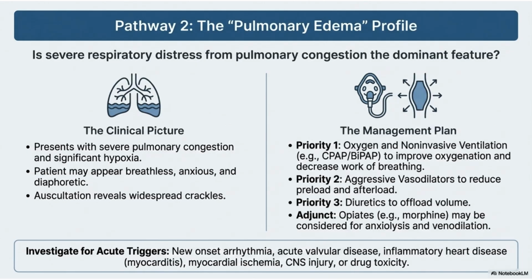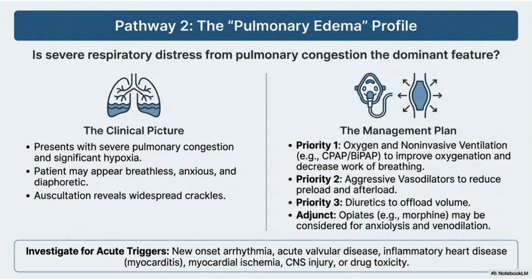And at the same time, you're going after the cause of the pressure. Exactly. You hit them hard with high-dose IV vasodilators. You want to instantly lower that resistance in the vessels, which reduces the back pressure into the lungs. And diuretics. Because there's usually a massive volume shift involved, you start diuretics to begin clearing that fluid out.